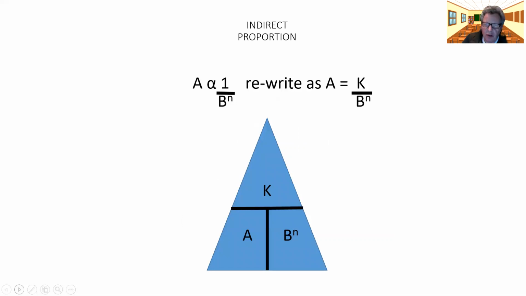Just as we used the magic triangle with direct proportion, it's virtually the same, but you'll notice that K is now moved to the top. So to get K, we just multiply A times B, or B squared, or whatever it happens to be. Let's show you some examples.